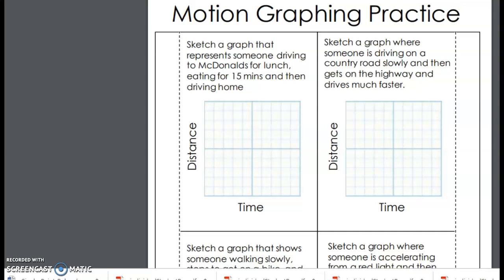All right, so we have got some motion graphs today that might seem a little different than the ones we've worked on in the past. Raising your hand, what do you notice? What's the big difference that you see, Parker?